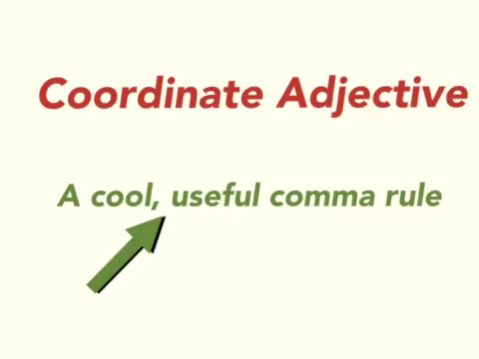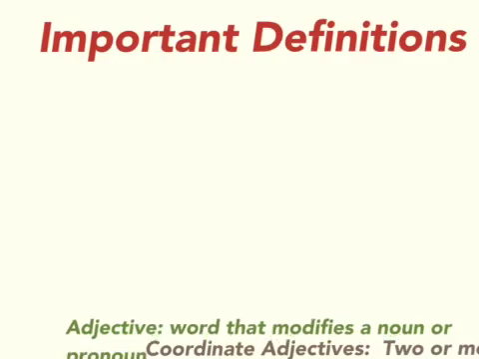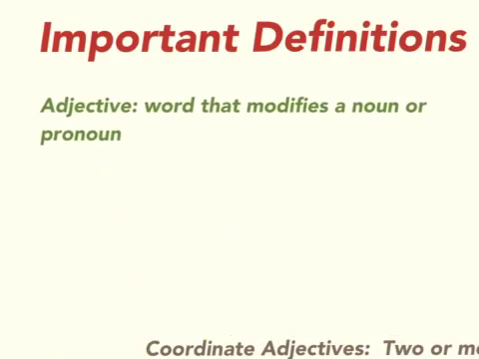Welcome to another simple guide, this time about the coordinate adjective comma rule, a cool, useful comma rule. First, some important definitions. An adjective is a word that modifies a noun or pronoun.